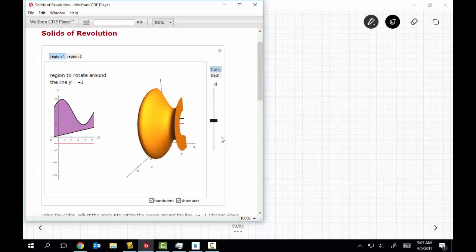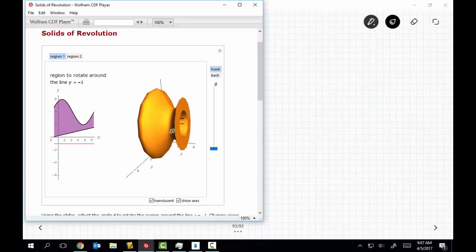That's pretty cool, huh? As you rotate, you see what you get. You get each one of these little segments. Now the whole thing looks kind of like an urn, doesn't it? But each one of the little segments creates a disc.